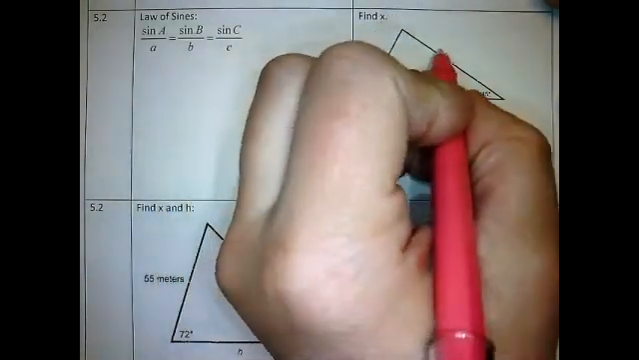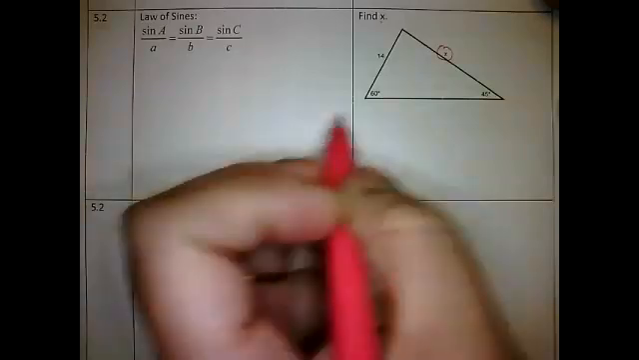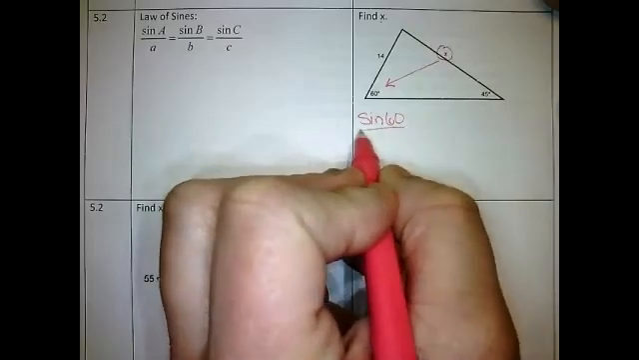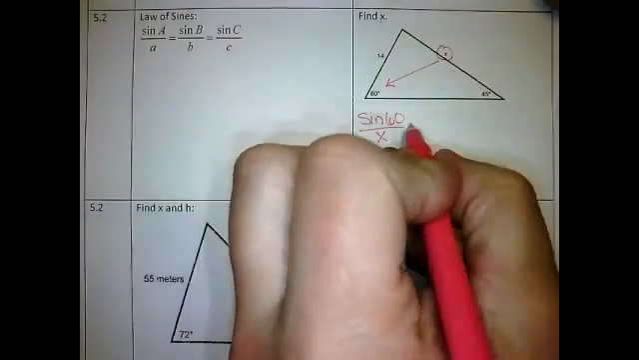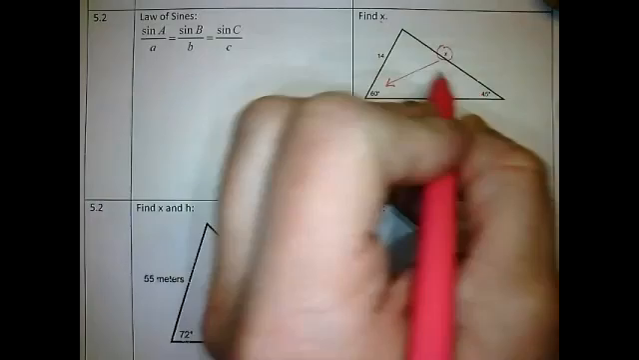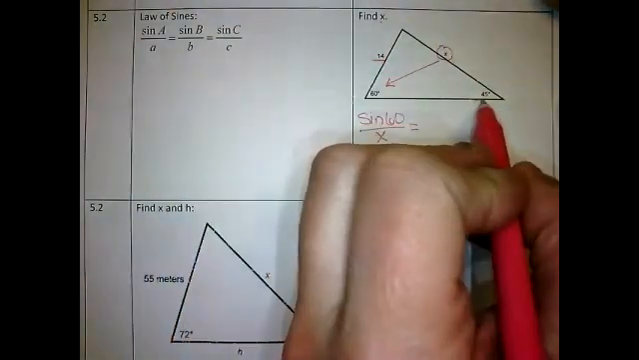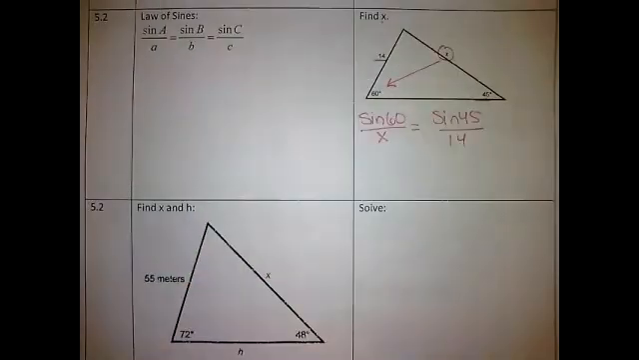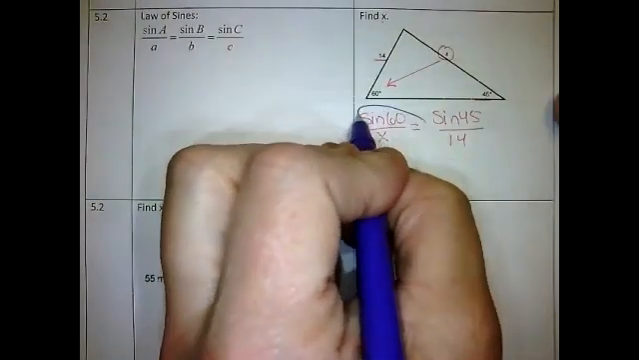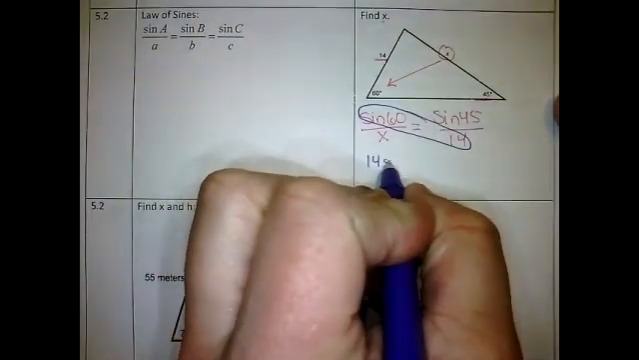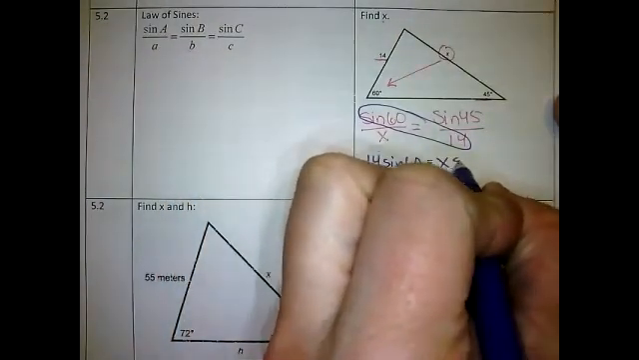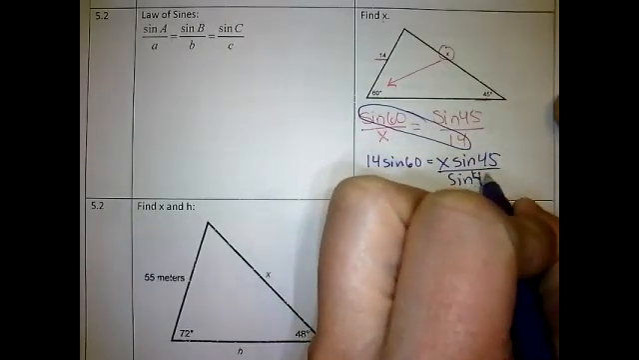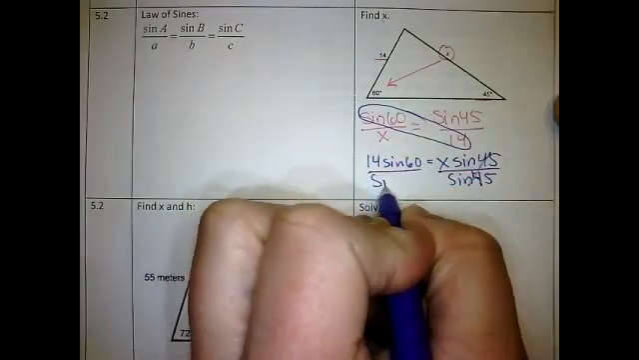It says find x. That's my side length, and that means that's my angle. So I know I have to use sine of 60 over x equals, and I know this angle measure and this side length, so I would use sine of 45 over 14. To solve this, I'm going to simply cross multiply and solve. So I get 14 sine of 60 equals x times sine of 45. To get the x by itself, I'm going to divide by sine of 45 on both sides.